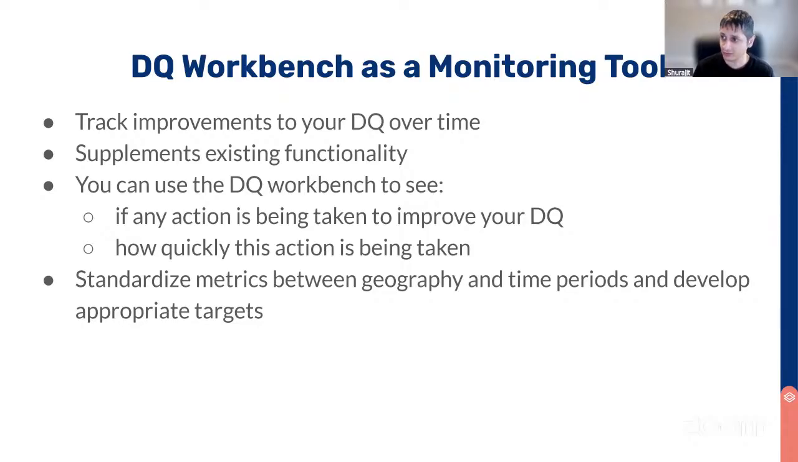For outliers, for validation rules, is anyone going back and fixing those outliers? Is anyone going back and modifying those validation rules? Are those numbers changing, or is everything kind of static and you're not seeing any real change?